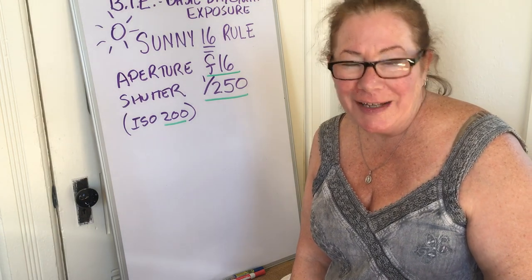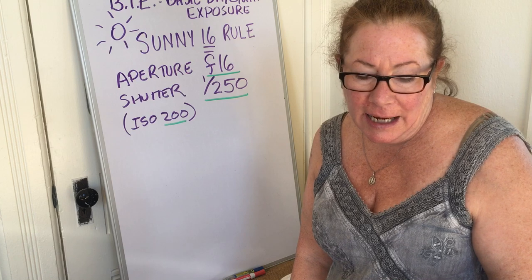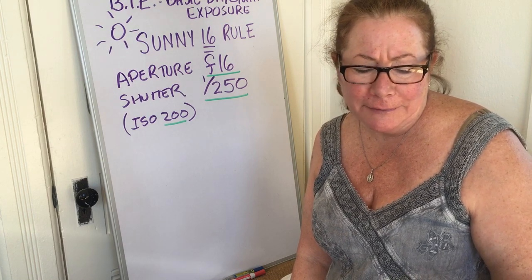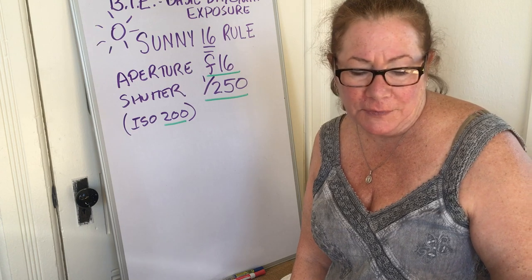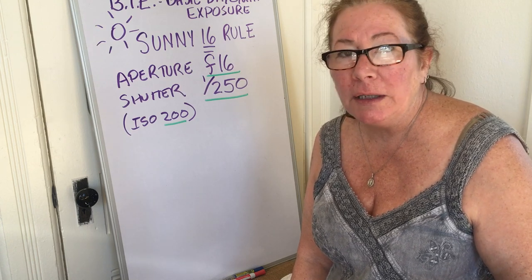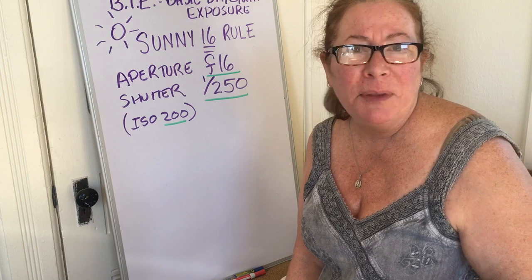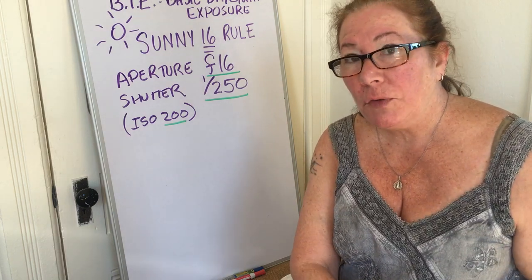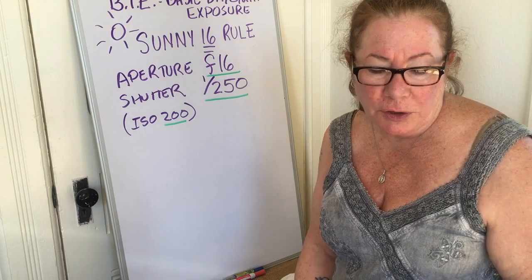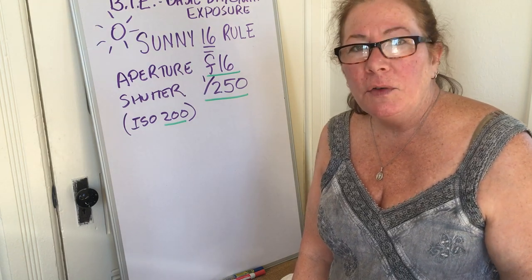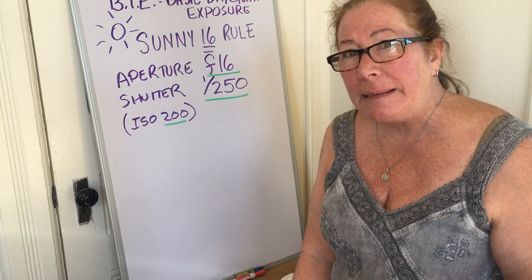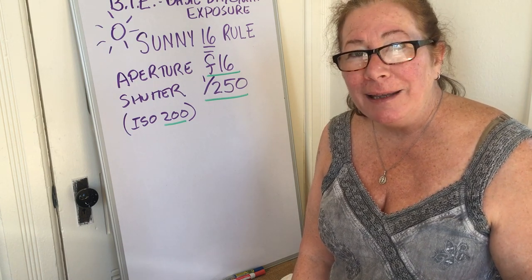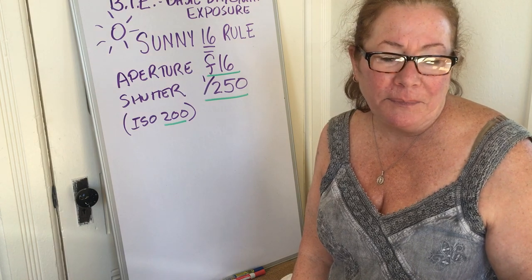So to achieve an excellent result for different subjects, you may want to change your settings, say, to compensate for a fast motion, like you're photographing something that's moving very quickly, or say a portrait, right? You may want to change your controls. So let's say you want to freeze motion, for example. You will need a faster shutter speed than 1/250th of a second.